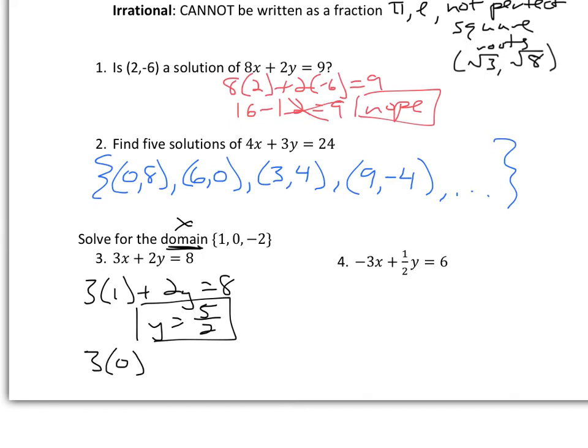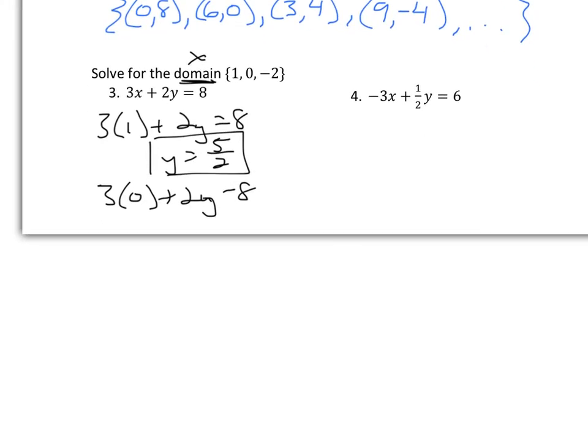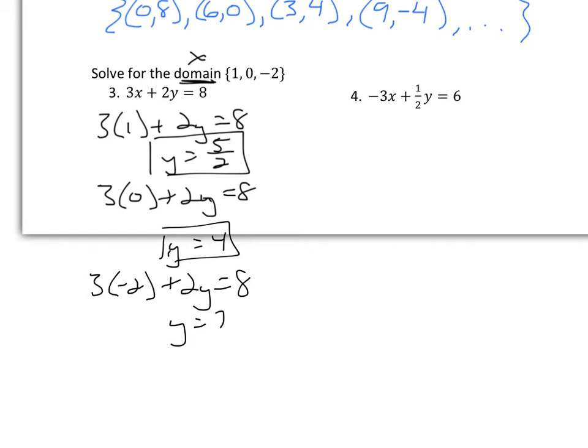3 times 0 plus 2y equals 8. So 2y equals 8, and y equals 4. And the third one: 3 times negative 2 plus 2y equals 8. Add the 6 over, divide by 2, and you have y equals 7. So those are the 3 solutions for the domain.